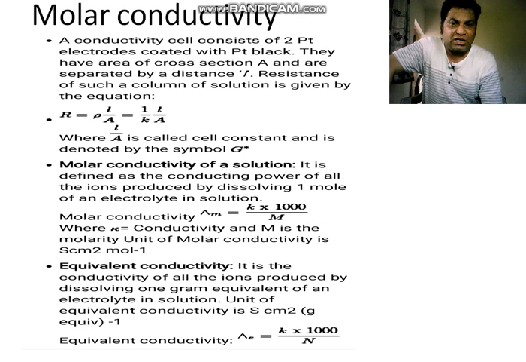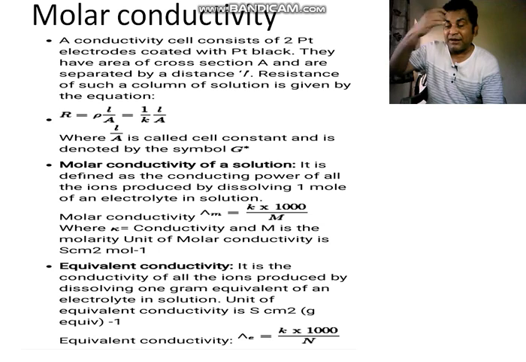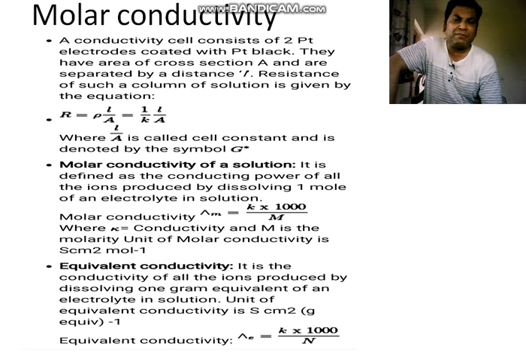So a conductivity cell consists of two platinum electrodes coated with platinum black. They have area of cross section A and are separated by distance L. Okay, resistance of such a column of the solution is given by R is equal to rho into L by A, but rho is equal to 1 upon kappa, that we have previously studied. So in place of rho we will put 1 upon kappa. L upon A is known as cell constant, and it is denoted by G star.